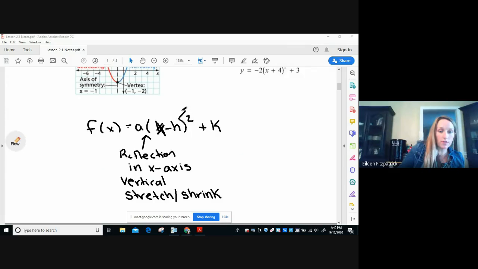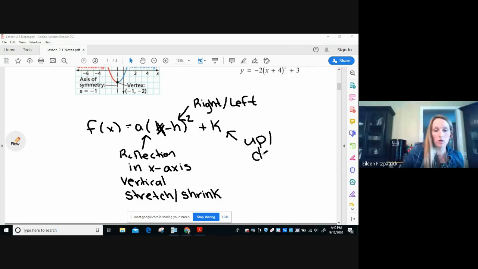The h value right here is going to tell us if our graph had a horizontal shift, right or left. So I'm just going to write right or left. The h value is going to tell us if we moved right or left. And then finally, the k value is going to tell us if we moved up or down. We call that a vertical translation, vertically moving up and down.